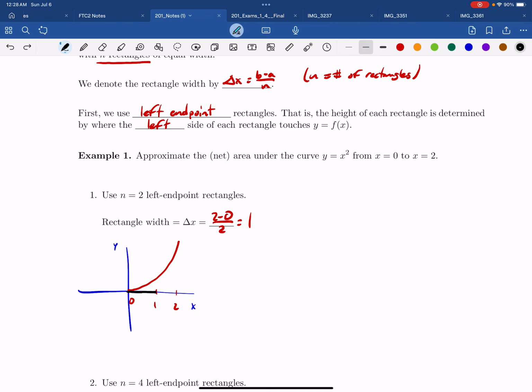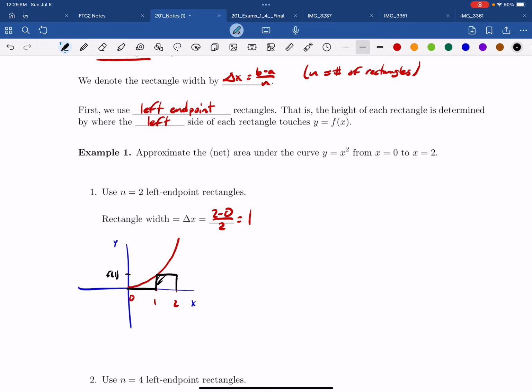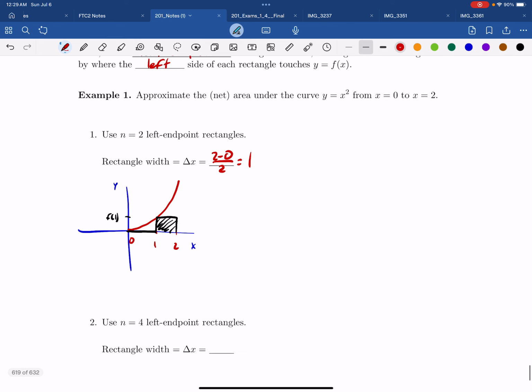Now, for the next rectangle, our second one, that's going to start at the left of our interval, and we go up and up and up. Oh, we hit f of 1. So that's the height of this second rectangle. And then we just go across. And that is our rectangle approximation. What we're going to do is find the area under these rectangles, and that's an approximation of the area under this curve. Of course, it's an underestimate in this case, but that's okay. We're just looking for an estimate.